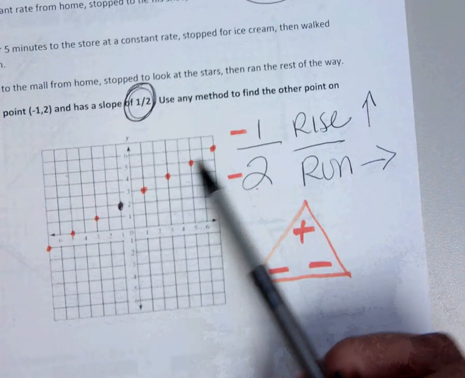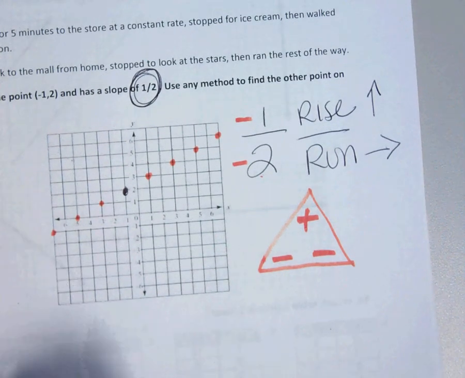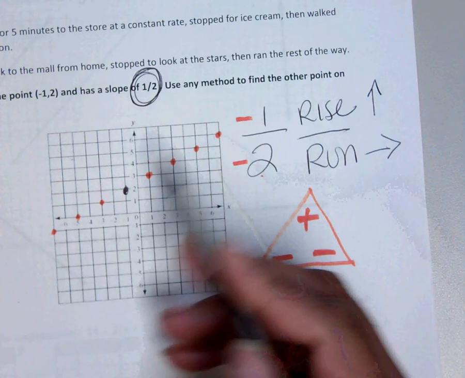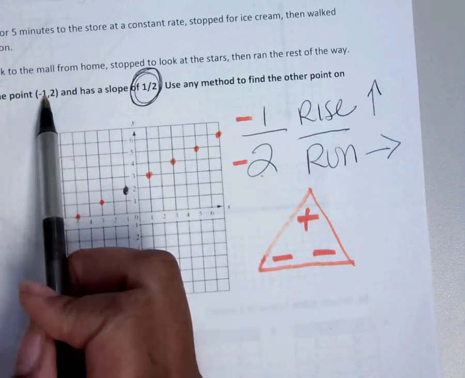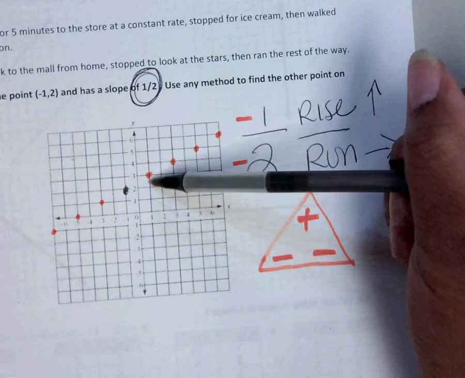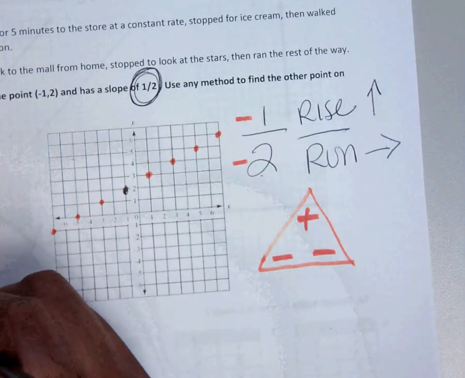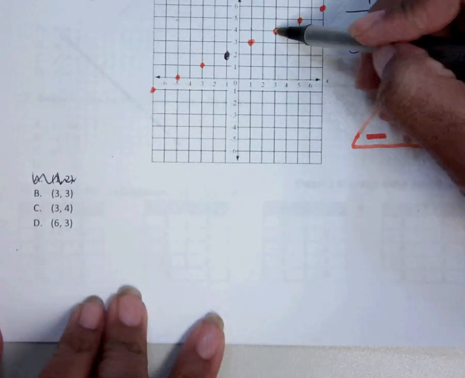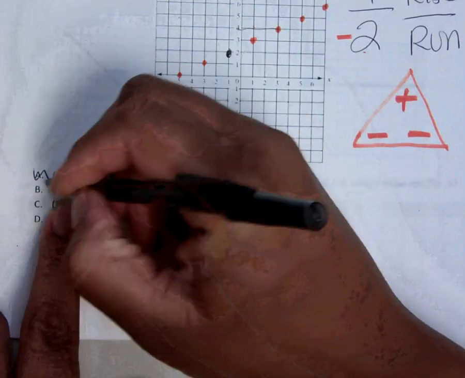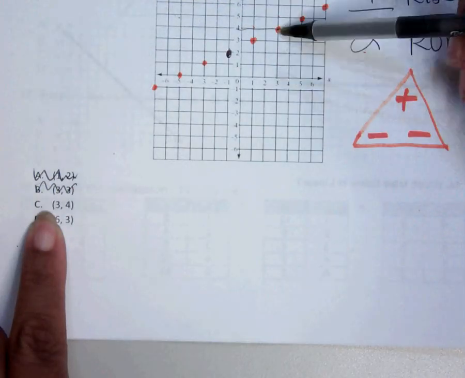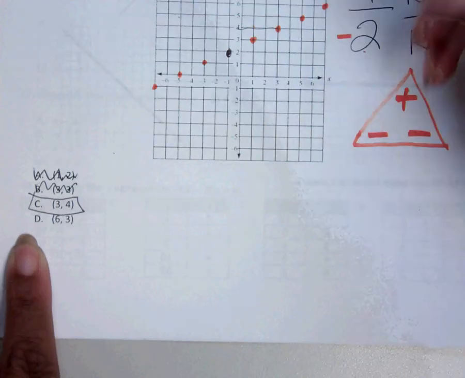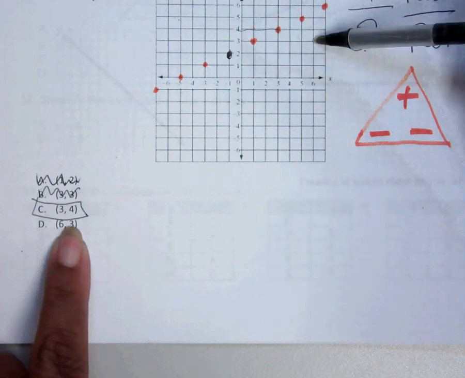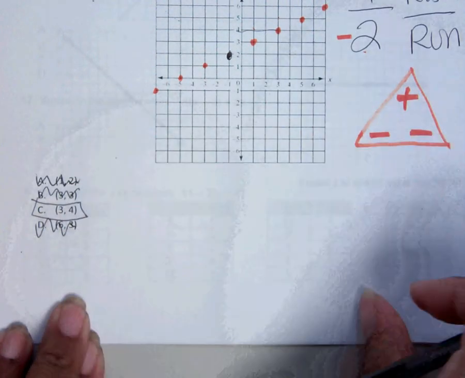So, which of these points is an answer choice? Is 1, 2 another point on the line? No. It's the point I started with. Well, actually, it's negative 1, 2. I'm sorry. So let's look. Is 1, 2 on here? Oh, no, that's 1, 3. So it's still wrong. Okay, and I'm looking at the answer choices. So 3, 3 is not it. 3, 4, there it is. I found it. And the answer's not 6, 3 because 6, 3 is right here. So I know D's not it. So I know I got it right.